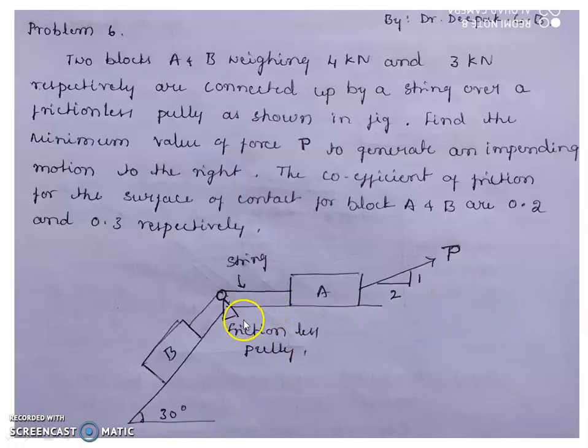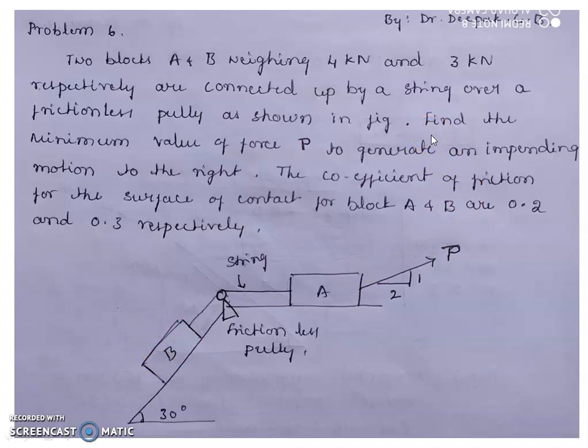Now we will try to solve this problem. Okay, that is problem number 6. Two blocks A and B weighing 4 kilonewton and 3 kilonewton respectively are connected by a string over a frictionless pulley as shown in the figure. Here, two blocks A and B are connected by a string on a frictionless pulley. A is weighing 4 kilonewton, B is weighing 3 kilonewtons.